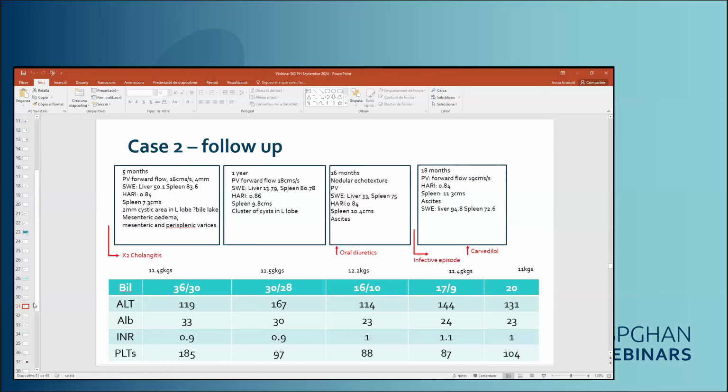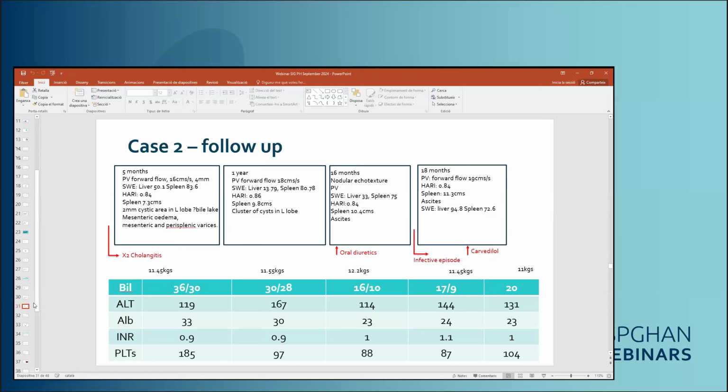And you can see, despite his elastography measurements reducing back down again, his resistance index was creeping up slightly. His spleen had gotten much bigger, and if you look at the table below, his platelet count had plummeted very rapidly. And then, sure enough, shortly afterwards, he got clinical ascites and was started on oral diuretics.